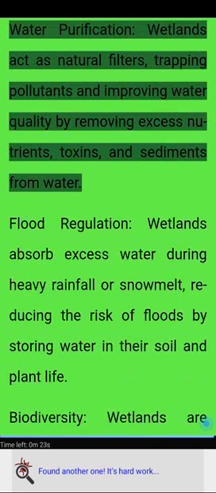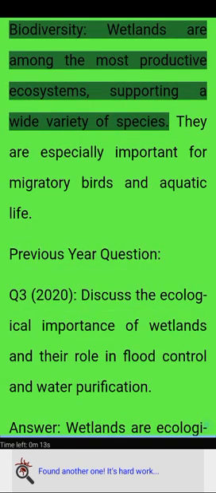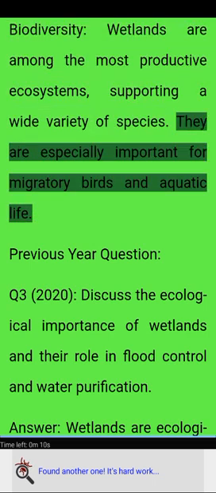Key functions of wetland ecosystems. Water purification: Wetlands act as natural filters, trapping pollutants and improving water quality by removing excess nutrients, toxins, and sediments from water. Flood regulation: Wetlands absorb excess water during heavy rainfall or snowmelt, reducing the risk of floods by storing water in their soil and plant life. Biodiversity: Wetlands are among the most productive ecosystems, supporting a wide variety of species. They are especially important for migratory birds and aquatic life.